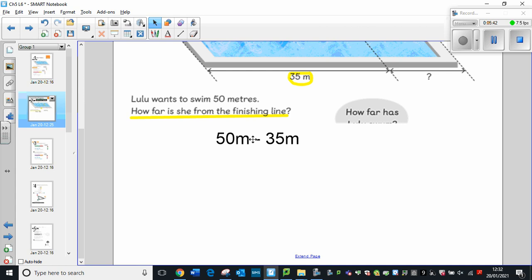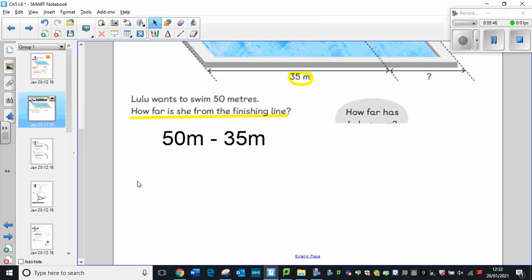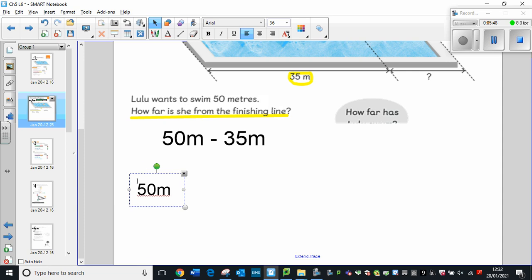50 take away 35. Well, what I'm going to do is do this in stages. To begin with, I'm going to do 50 meters take away 30 meters. Now that sounds quite difficult, but we've got 5 tens take away 3 tens. Well, I know 5 take away 3 is 2, so 5 tens take away 3 tens would equal 2 tens.